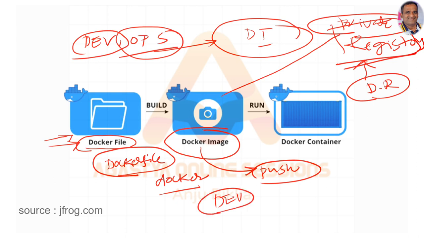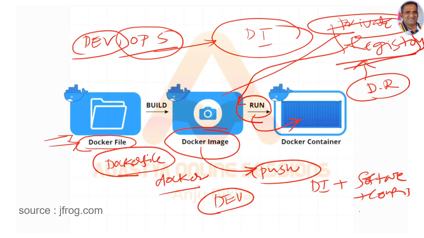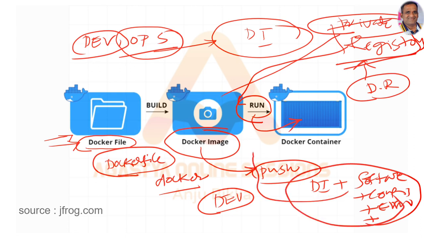The ops team is going to pull that image. Then after pulling that, they are going to run the image. Now the question is, previously when we discussed the DI: software, configurations, environment variables, and third parties. How are these going to fit in this new culture? We will elaborate.